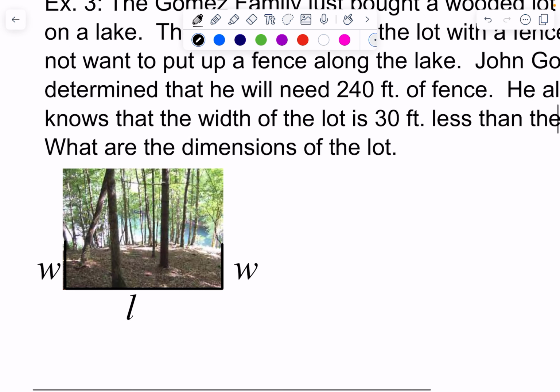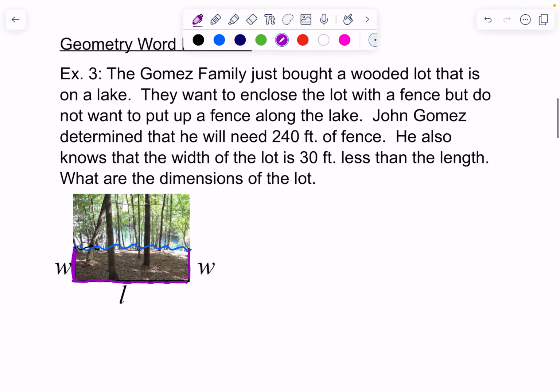Well, he's got this lot here. He does not want a fence over here in blue. He does not want a fence on the lake. He does want a fence, though, along the other three sides. So the first thing that was given to you was that he determined that he's going to need 240 feet of fencing.